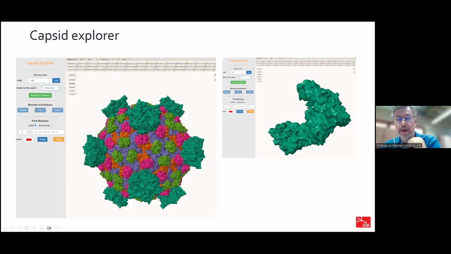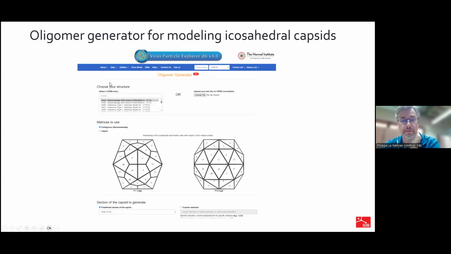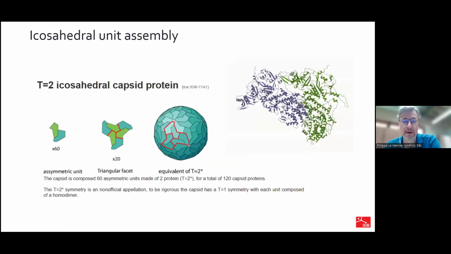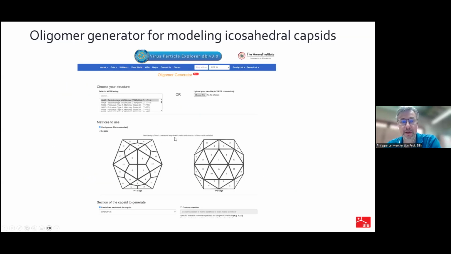And you can make models like that. So I will show you there is an oligomer generator in this website, which is not perfect yet, but already very nice because nobody does that except them. And so they have matrices corresponding to the protein. This is an icosahedral capsid, so T1, T3. So there are different matrices which they use actually to recreate the assembly.